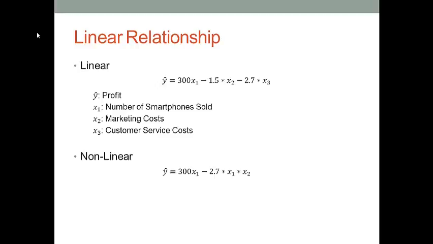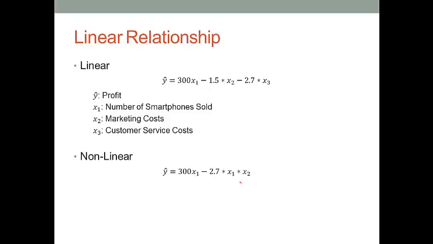How to differentiate them? We look at the relationship between the decision variables. If the relationship between the decision variables, which are the x factors, is either addition or subtraction, then this relationship is called a linear relationship. Like the example you can see in the first equation. The relationship between x1 and x2 is a minus. It's a subtraction. The relationship between x2 and x3 is another subtraction. Then we call this relationship a linear relationship.